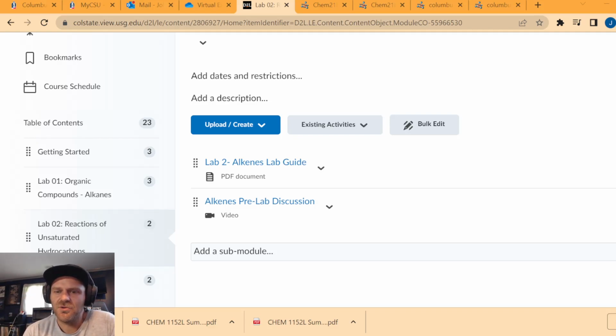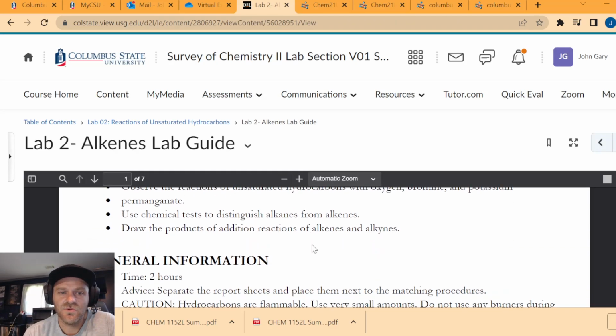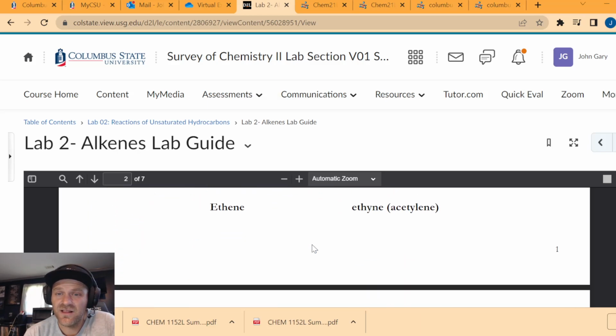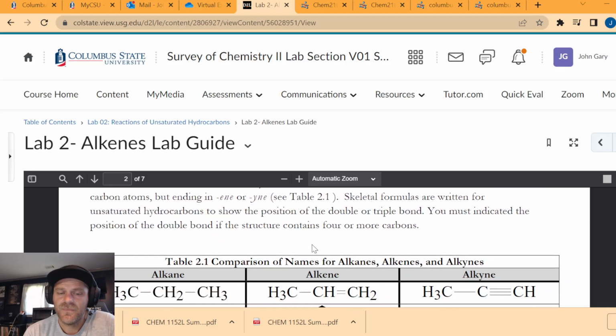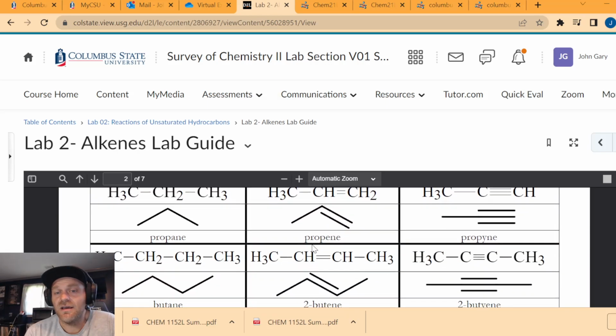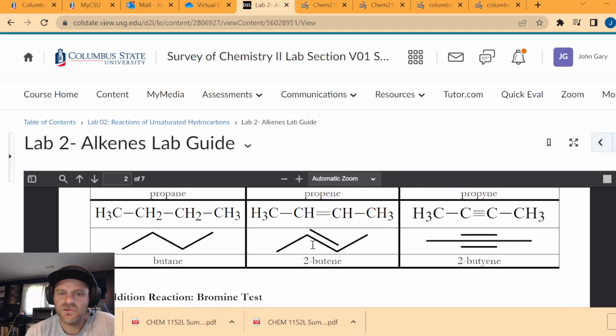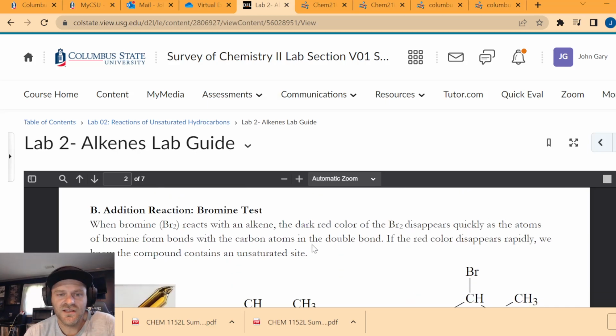So first I want to show you where this information is. This lab guide for this week is actually really good and will probably give you all the information needed to complete the lab. That, and your lecture, right? Being able to name these compounds is very important, because when you get into the numbering, 2-butene, for example, it's very important to be able to distinguish between the different molecules.